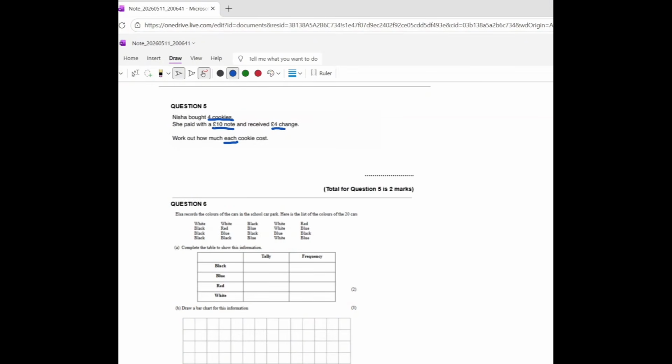So the first thing I would do, she's paid with a £10 note and she's received £4 change. So therefore 10 minus 4 means she paid £6 for the cookies.